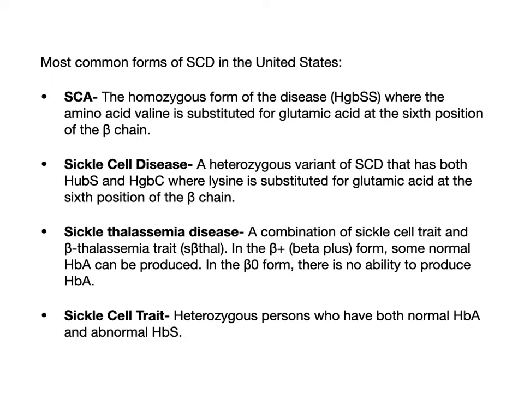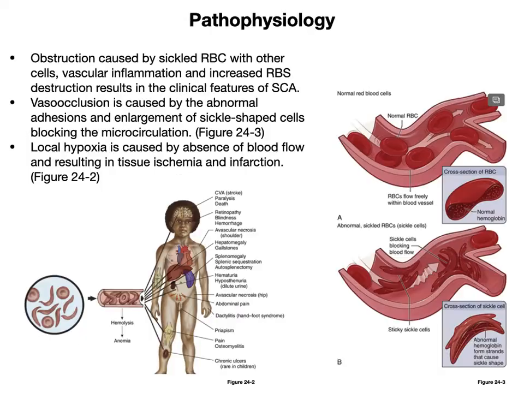Sickle thalassemia disease is a combination of sickle cell trait and beta thalassemia trait. In the beta plus form, some normal HbA can be produced. In the beta 0 form, there is no ability to produce HbA. And then sickle cell trait is a heterozygous person who has both normal HbA and abnormal HbS.